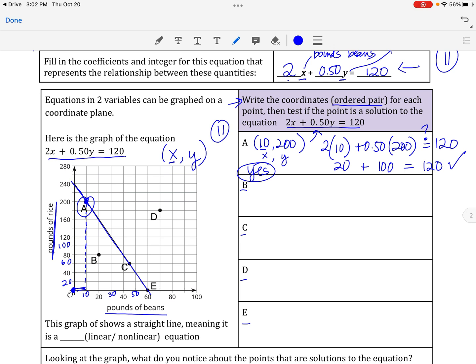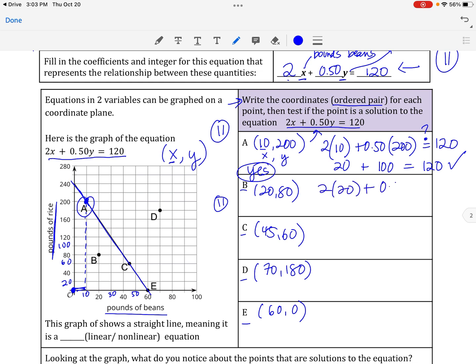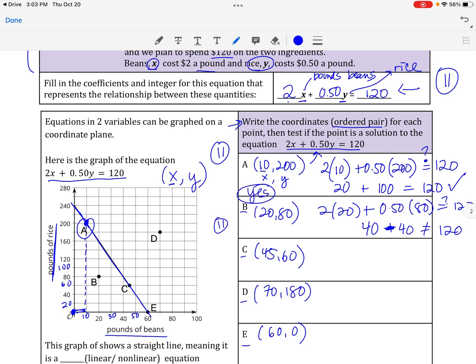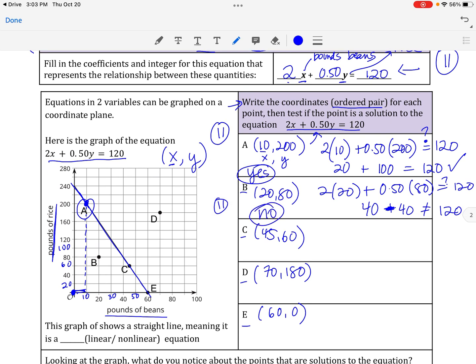I'm going to write them on here for us. I would pause the video and try this on your own. Right, there's all the coordinates. Then we're going to plug them into the equation. Check and see if it makes the equation true. Work that all out. This one, 40 plus 40, does not equal 120. So that is not a solution. Let's try the next one.